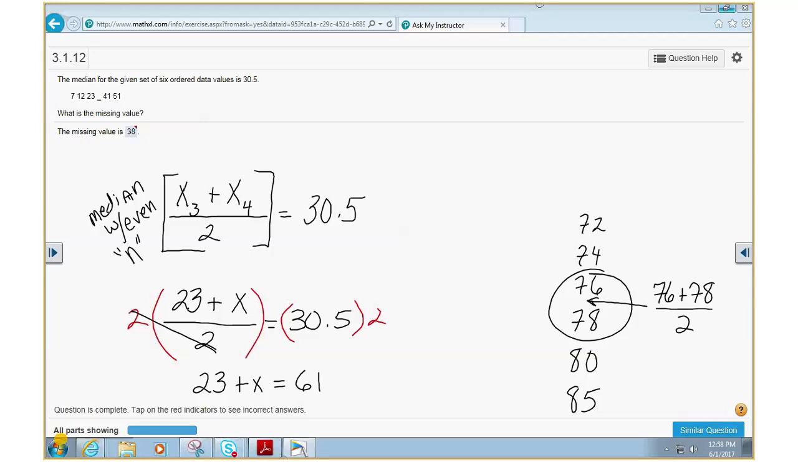And how do you get rid of adding 23? Subtract 23 or take it across the river, whichever one you like to do. And it becomes negative 23. And x is equal to, I have no earthly idea, 39, 38, what is it? And that's your middle number.